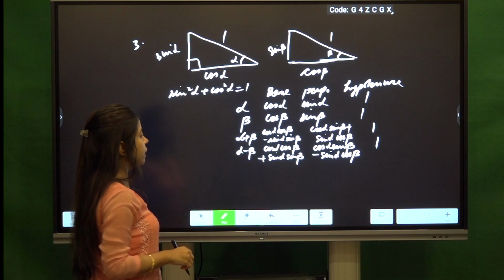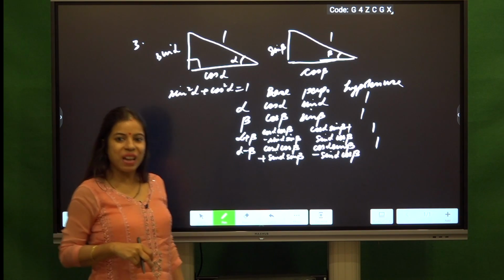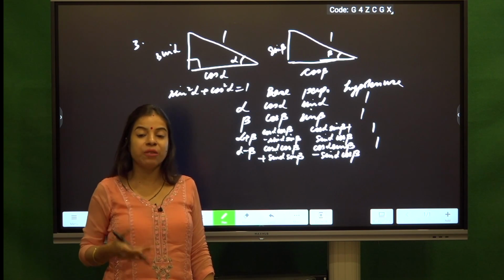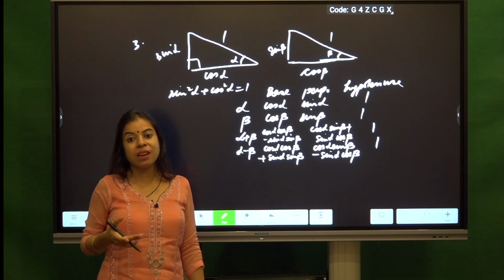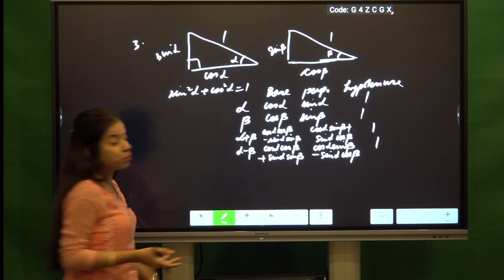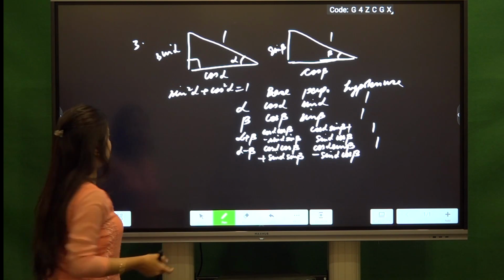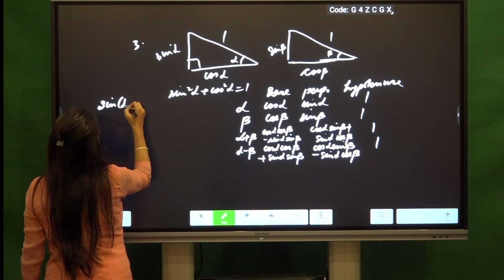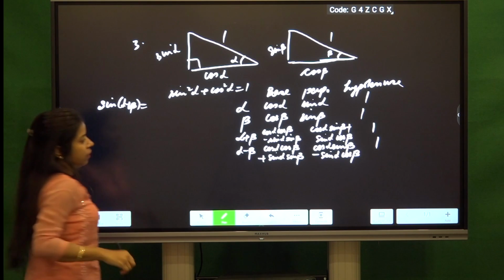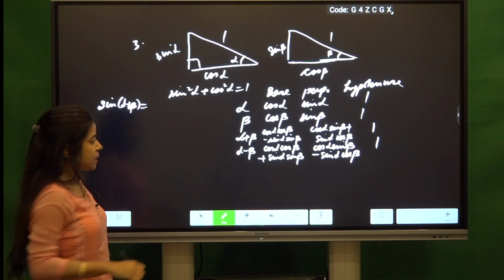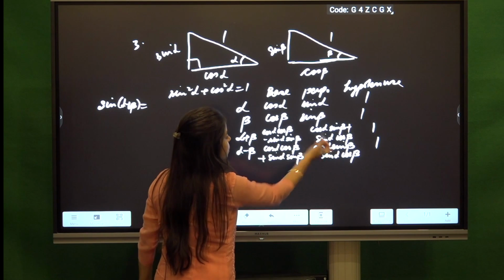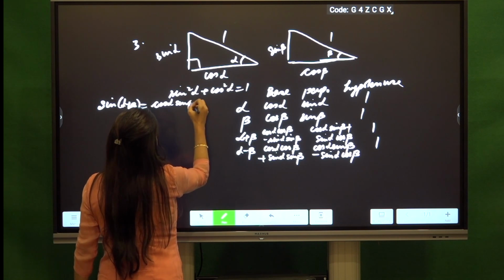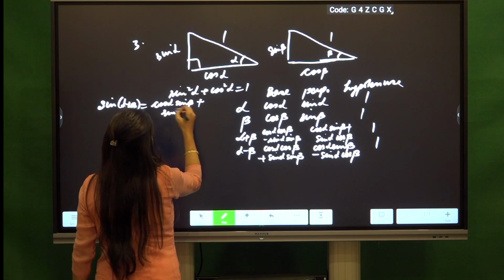Now, if we want to find the formula for sin alpha plus beta, sin alpha minus beta, cos alpha plus beta, cos alpha minus beta, tan alpha plus beta, tan alpha minus beta, and so on, we can do so with the help of this information, and that will be very easy. So, sin alpha plus beta with the help of this technique is perpendicular upon hypotenuse. So, this is cos alpha sin beta plus sin alpha cos beta.